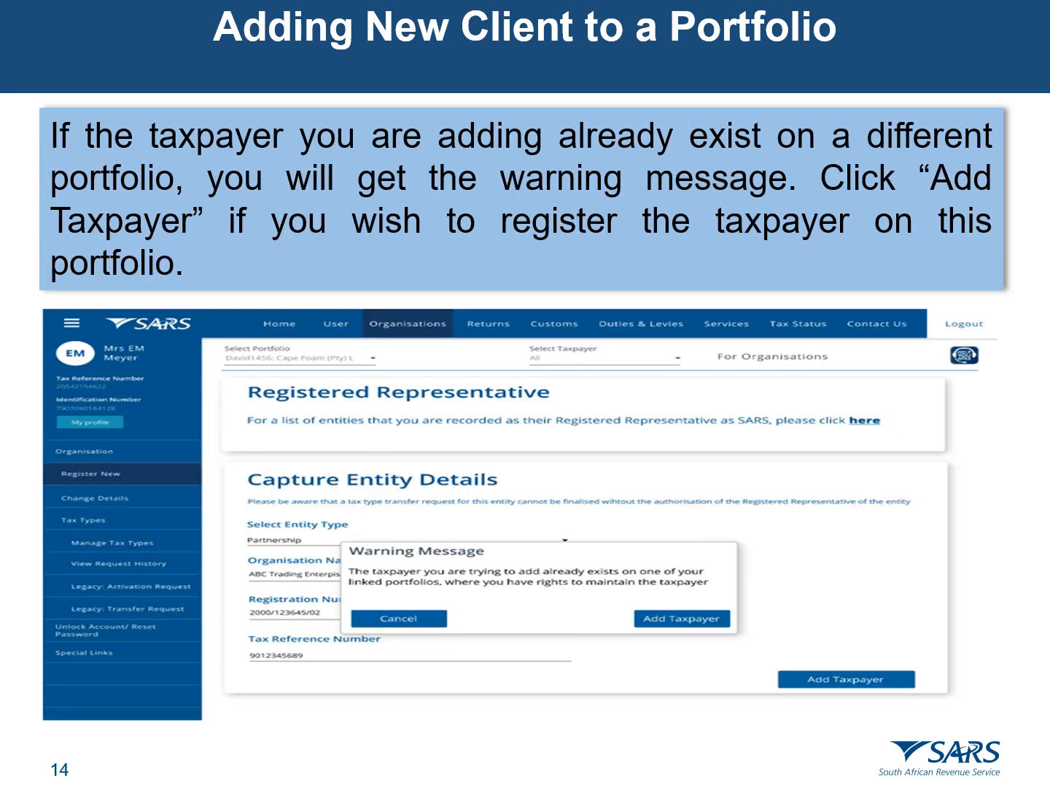You might have a scenario where your taxpayer already exists on one of your linked portfolios. You will get a warning message to say that the taxpayer you are trying to add already exists on one of your linked portfolios, where you have rights to maintain the taxpayer. In this scenario, you're going to click on Add Taxpayer, which means you are going to have this taxpayer moved from one of your linked portfolios to your current portfolio.